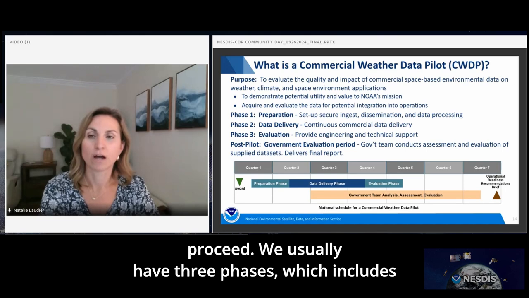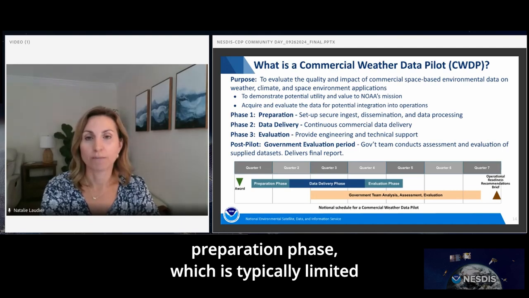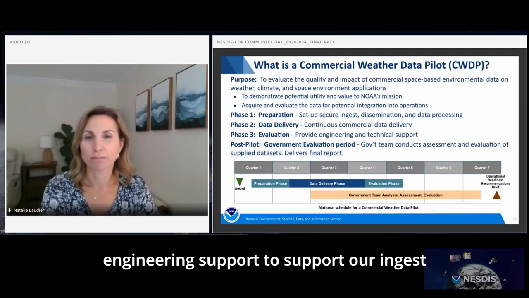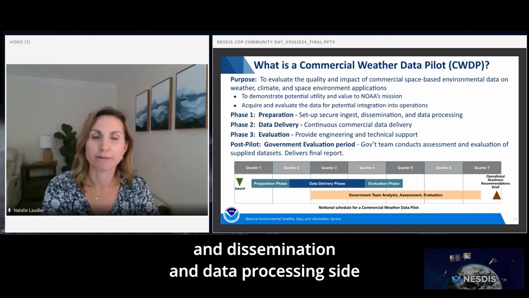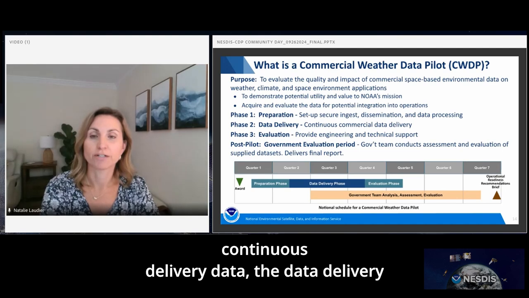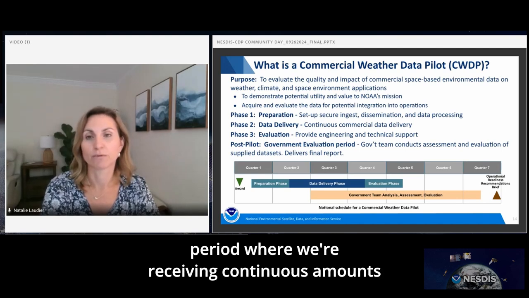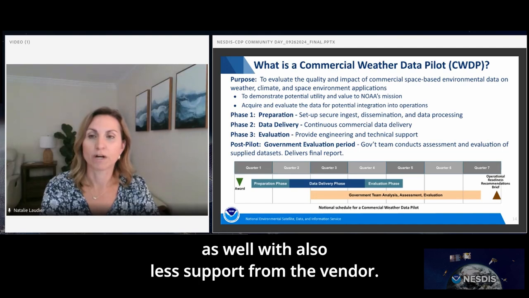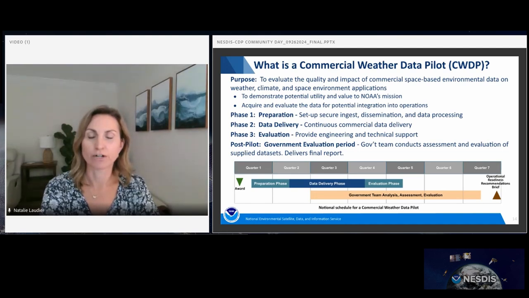We usually have 3 phases, which includes a preparation phase, which is typically limited participation from the vendor while we're having engineering support to support our ingest and dissemination and data processing side on the NOAA side. And then we'll have the continuous data delivery period where we're receiving continuous amounts of data. And we'll have this evaluation period as well with also less support from the vendor.